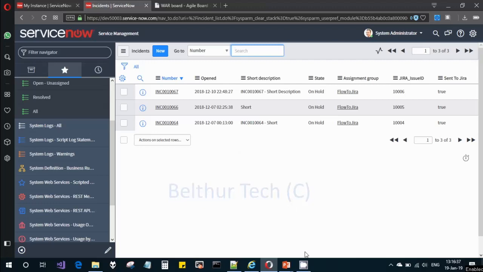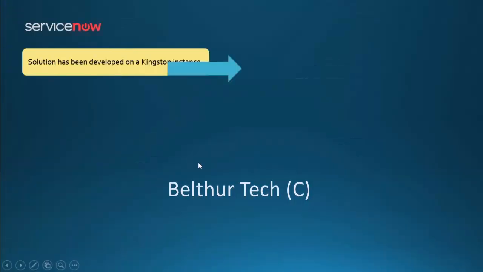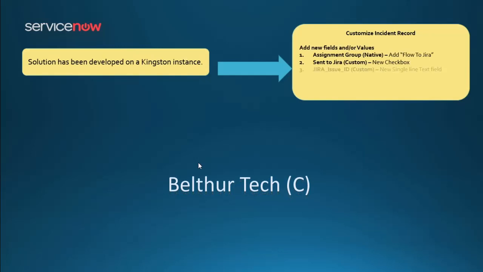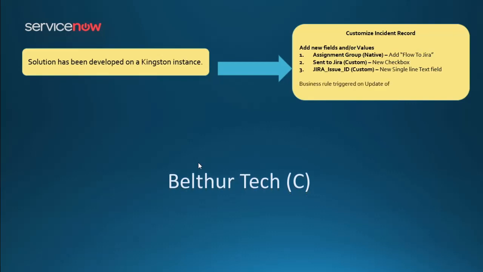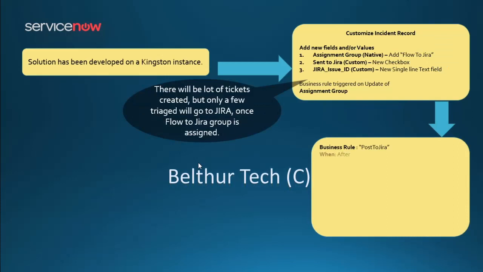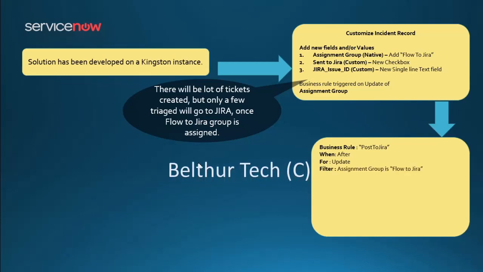So let's switch over to the slide for a second to see what we have covered so far. We have covered customization of the incident record. We added a flow to JIRA assignment group. We added a send to JIRA checkbox, and then we added JIRA issue ID, which is a new single line text field. And then we have a business rule for post to JIRA, which will be triggered after the update of the incident record, and for update, not insert, delete, or even query. And the filter is assignment group is flow to JIRA.